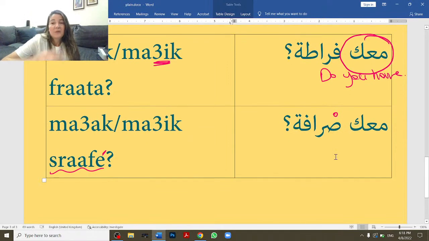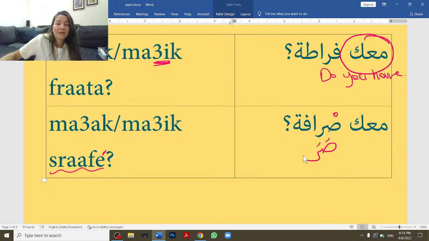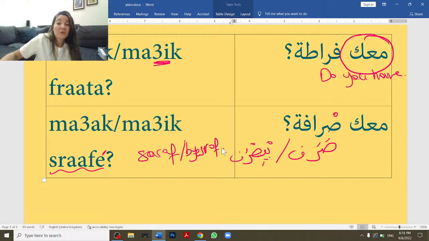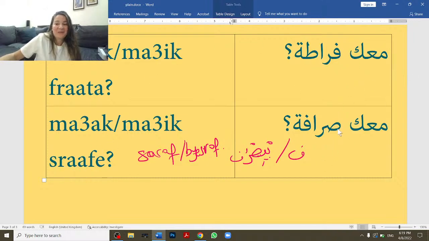Because the verb فرط بيفرط is to crumble down and صرف بيصرف is to exchange. And also it can mean to spend money. صرف بيصرف, to exchange. Yalla, I'm gonna scroll up and repeat all of them, and write the ones that you can remember, the meanings, with me. I'm gonna say it and you say it to me in English what it means.